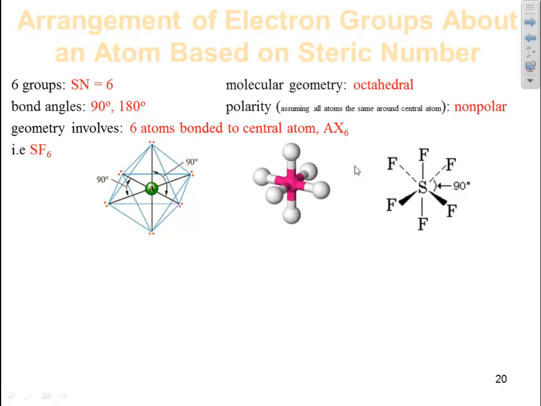Example, sulfur hexafluoride. So in this case, I got a fluoride up and down in the plane of the paper. I got 2 fluorides going into the plane of the paper and 2 fluorides coming out of the plane of the paper.